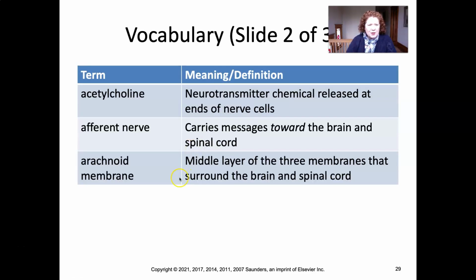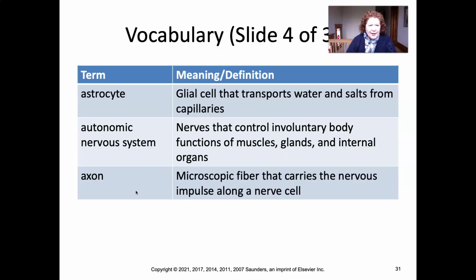So let's talk vocabulary. Acetylcholine, afferent nerve, arachnoid membrane, astrocyte. And notice that it's transporting water and salts from the capillaries. What does that remind you of? What did we study a few weeks back when we studied the urinary system? We studied kidneys and how they filter water and salts, and they put those back into the bloodstream. And this is one of those places where those waters and salts actually go through the capillaries.